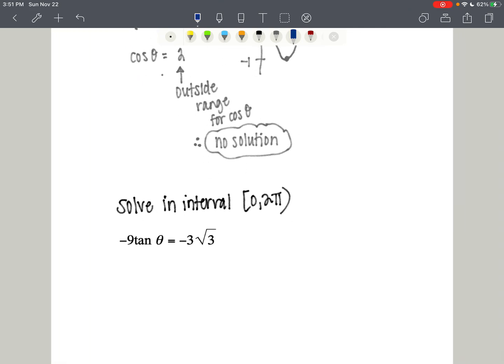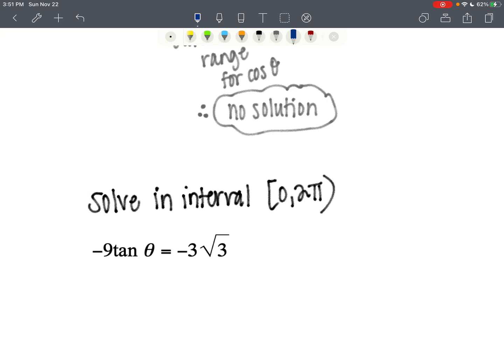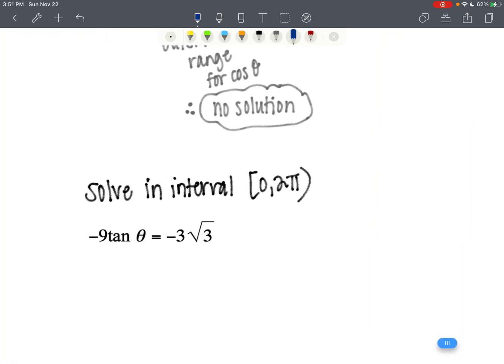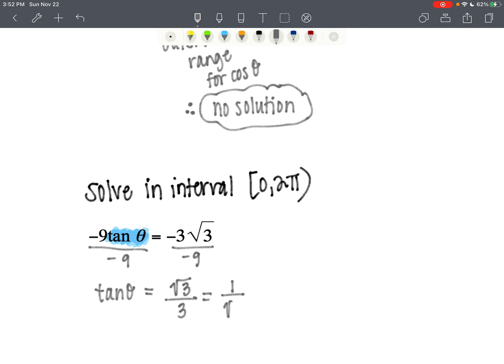Okay, here's another. We have -9 times the tangent of theta is equal to -3 times the square root of 3. We want to isolate tangent of theta, and we want to solve first for the angle theta. So I'm going to divide both sides by -9, giving me tangent of theta on the left, and -3 times the square root of 3 over -9 is going to be a positive square root of 3 over 3. And that comes from 1 over the square root of 3.